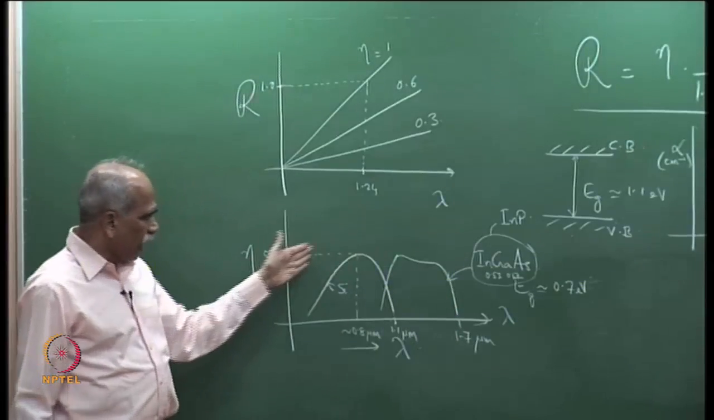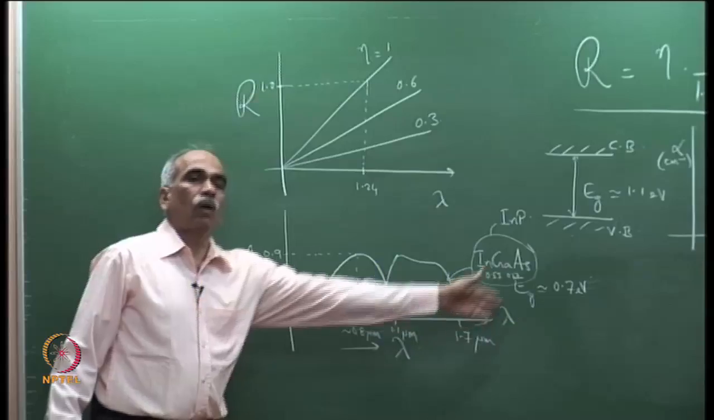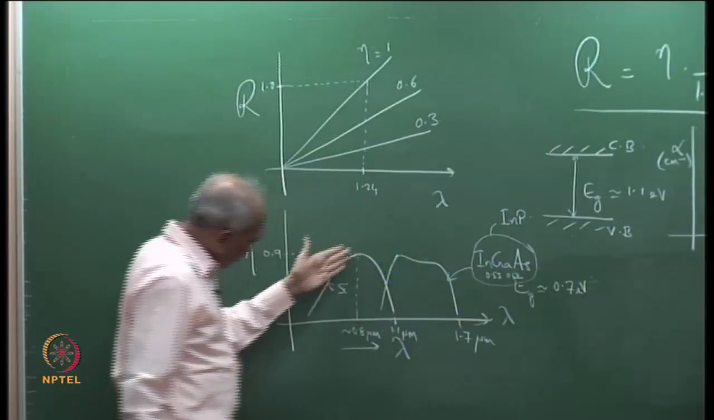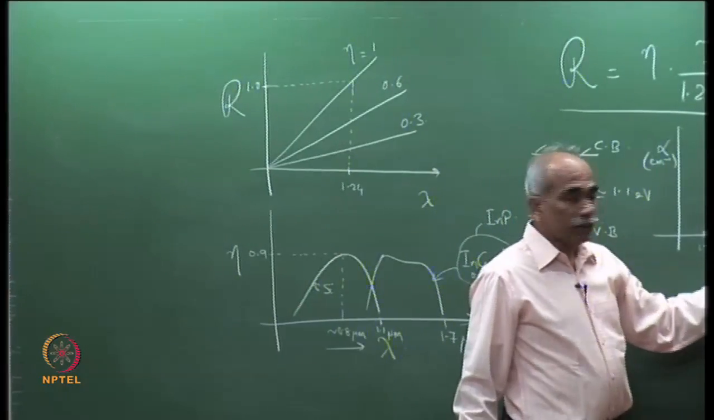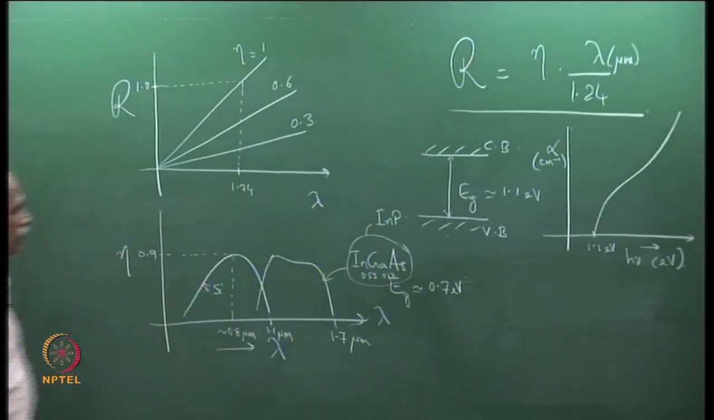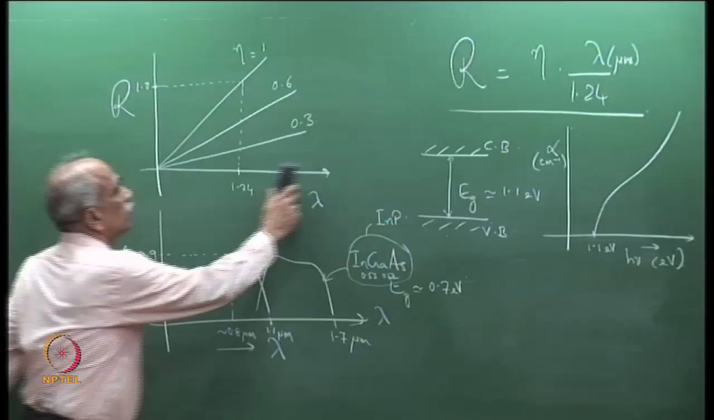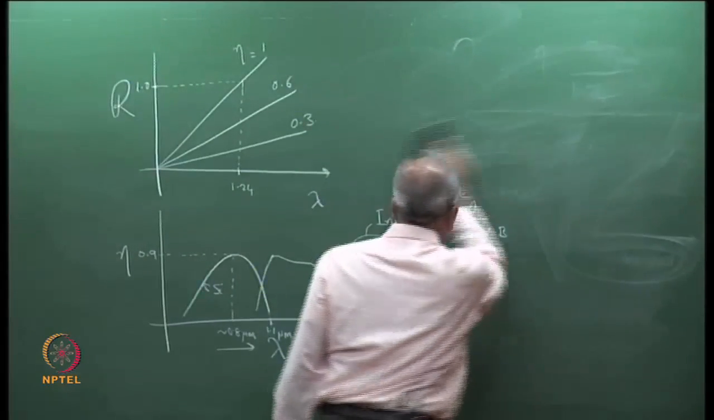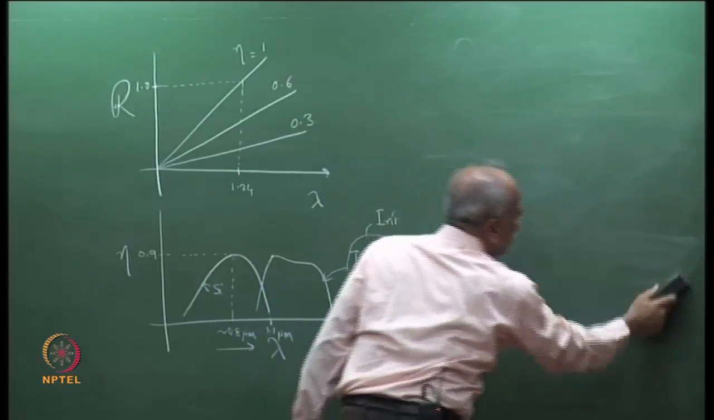So, we know why eta goes down to small values, or goes down to 0, at longer wavelengths, because there is no absorption possible. Why does eta come down to 0 at shorter wavelengths? Energy is increasing at shorter wavelengths, absorption coefficient is increasing, but why does it come down? There are two mechanisms due to which this comes down. So, let us discuss these two mechanisms, very briefly and very quickly.